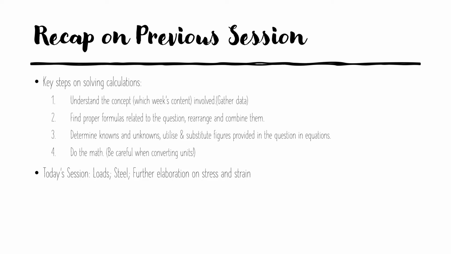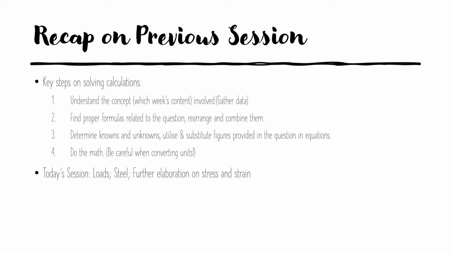Secondly, you'll need to find the proper formulas related to the question. After that, you will need to rearrange them and combine them so you can figure out what's known and unknown. Third, determine the knowns and unknowns, and substitute the figures provided in the question into the equations that you have previously rearranged and combined. Lastly, simply do the math. Note that you need to be careful when you are converting units, as they can be tricky sometimes.